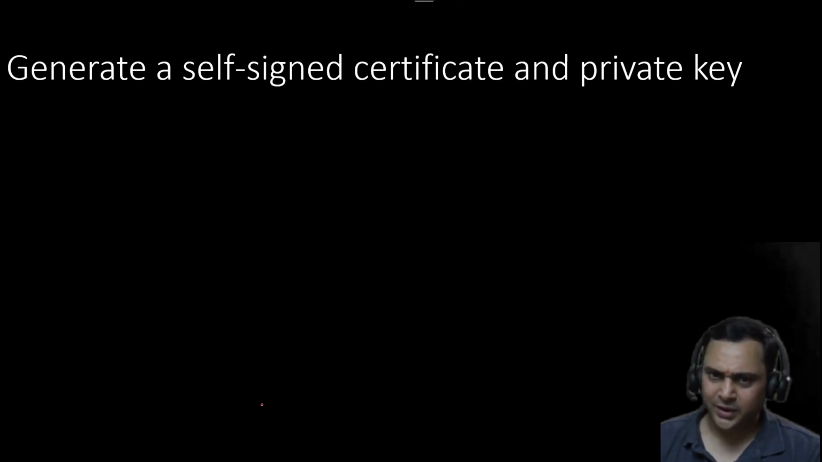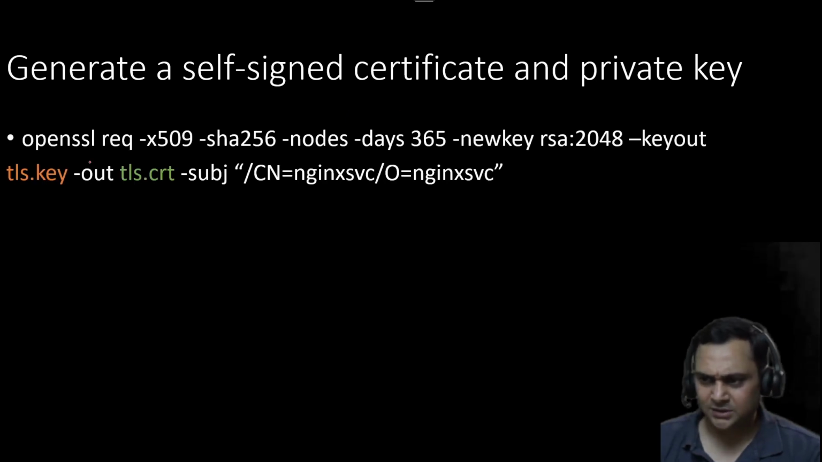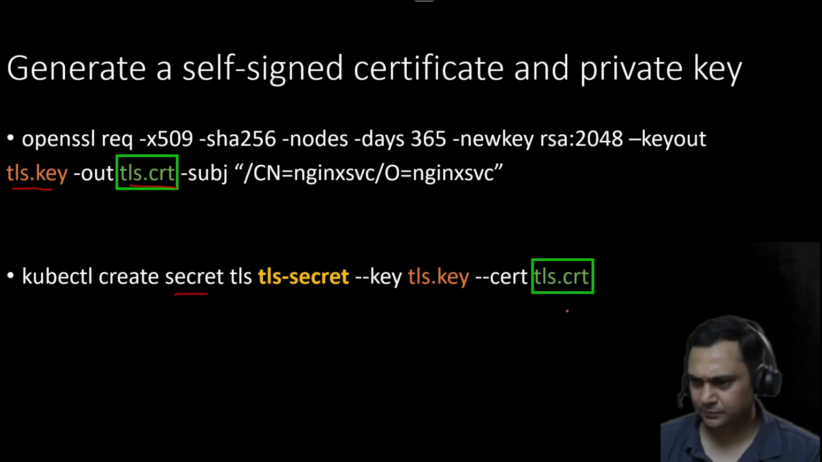Now, how to generate? Generate a self-signed certificate and private key. The famous command is openssl req, and here the key out is tls.key and the out is tls.crt. So this command will generate a key and certificate. After that, we can create a secret with the name tls-secret, and it will use this key, and for the certificate, it will use this file.